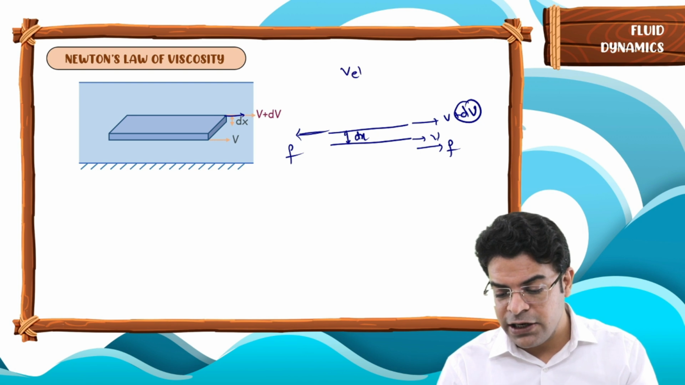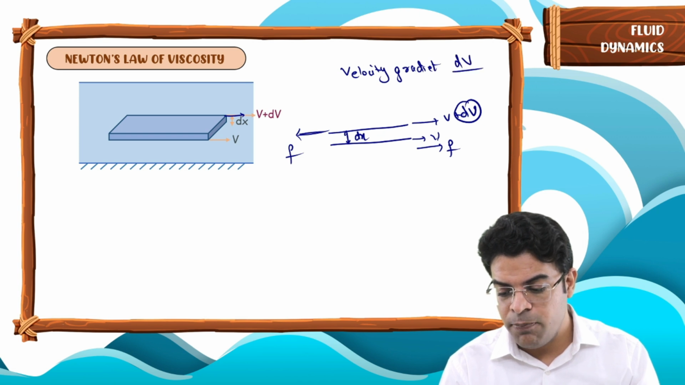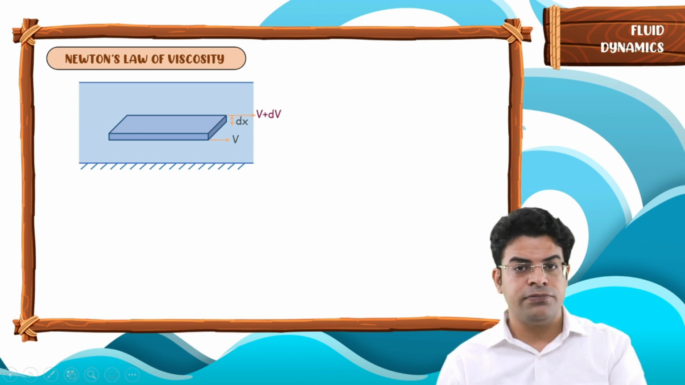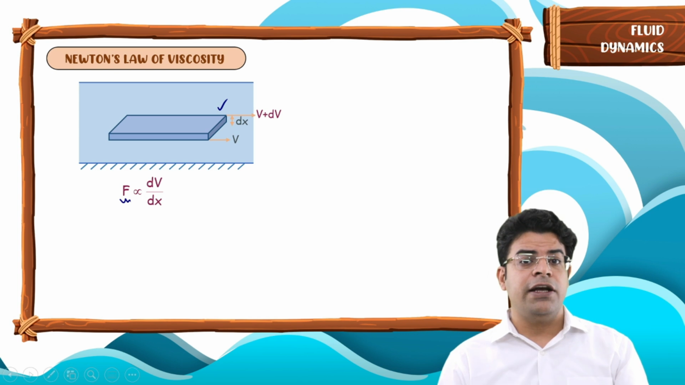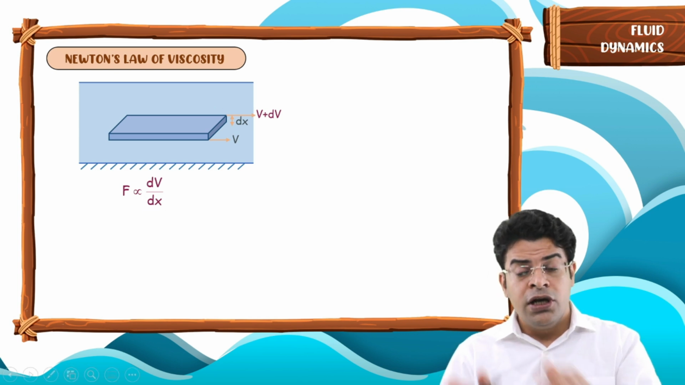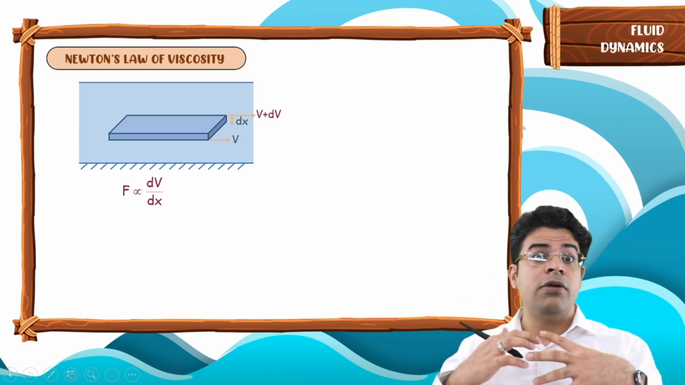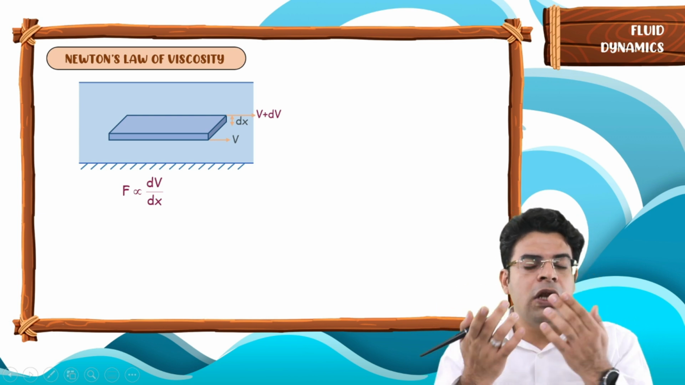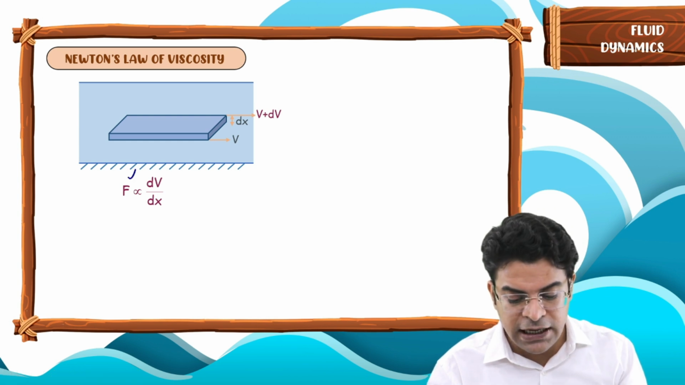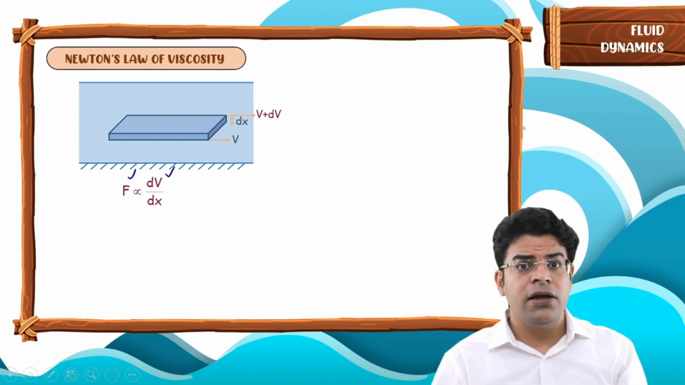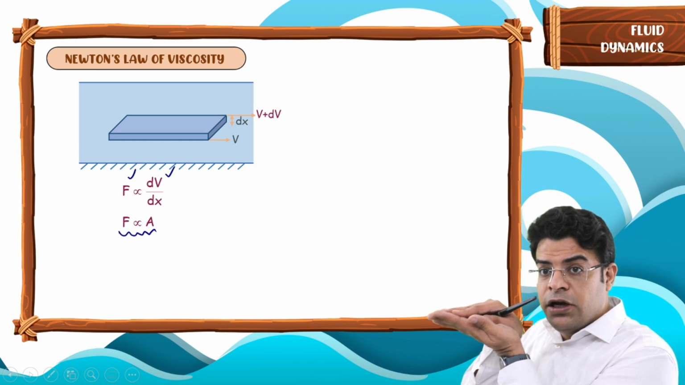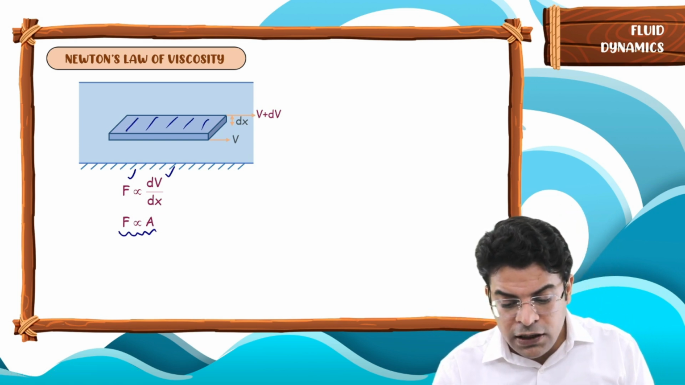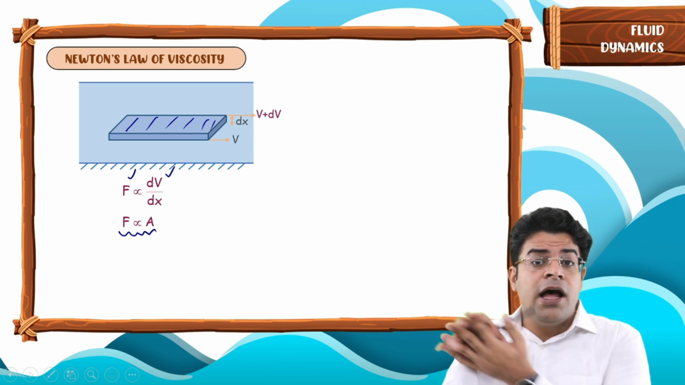When I say velocity gradient, the velocity gradient means the change in velocity upon the distance, so dv by dx. Newton's law of viscosity says that the force acting between the layers is directly proportional to the velocity gradient. The greater the velocity gradient, the higher will be the viscous force. The lesser the velocity gradient, the lower will be the viscous force. The force is also directly proportional to the area in contact between the layers. The greater the area of the layers we are considering, the greater will be the amount of viscous force.